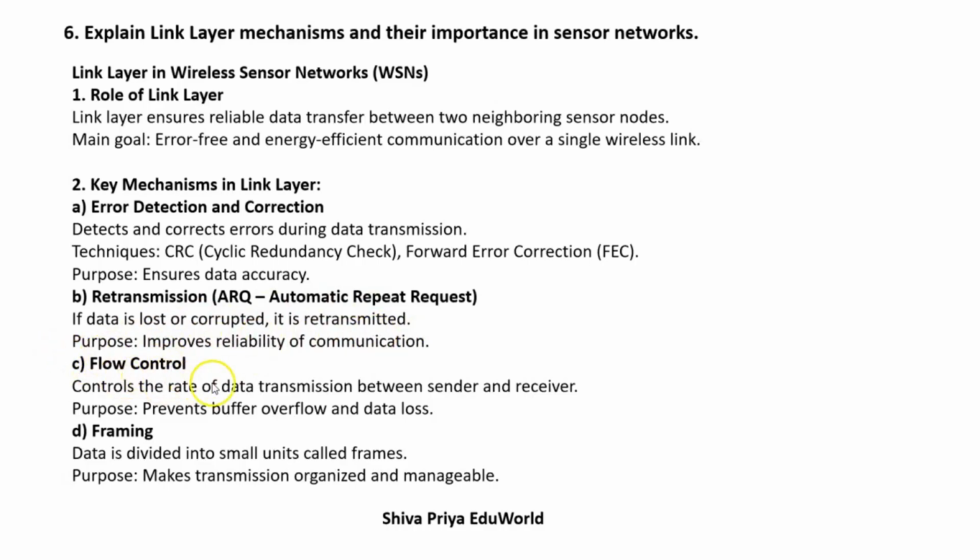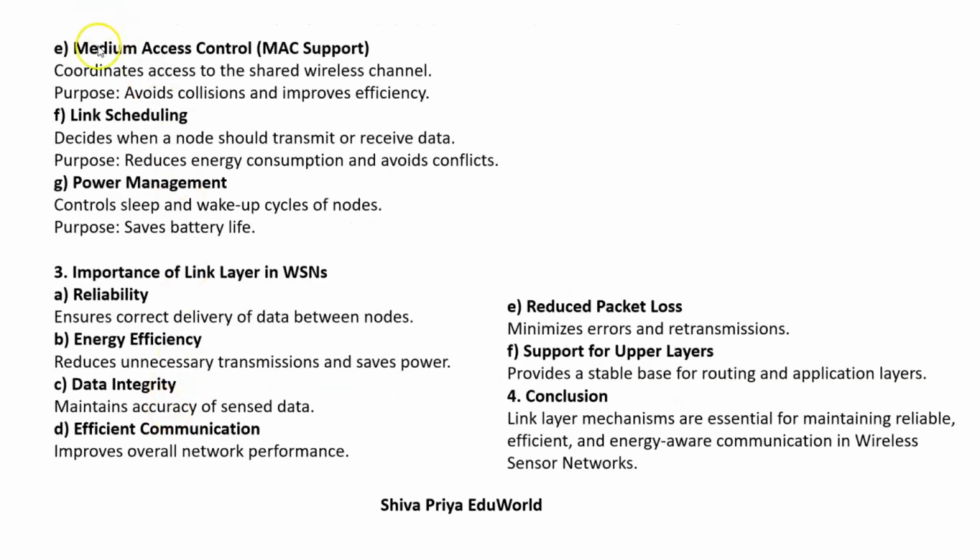Flow control: it controls the rate of data transmission between sender and receiver. The purpose is it prevents the buffer overflow and data loss as well. Framing: data is divided into small units called frames, and the main purpose is it makes the transmission organized and manageable as well. Clear? And medium access control, that is MAC: it coordinates the access to the shared wireless channels. The main purpose is to avoid the collision, and it improves the efficiency.